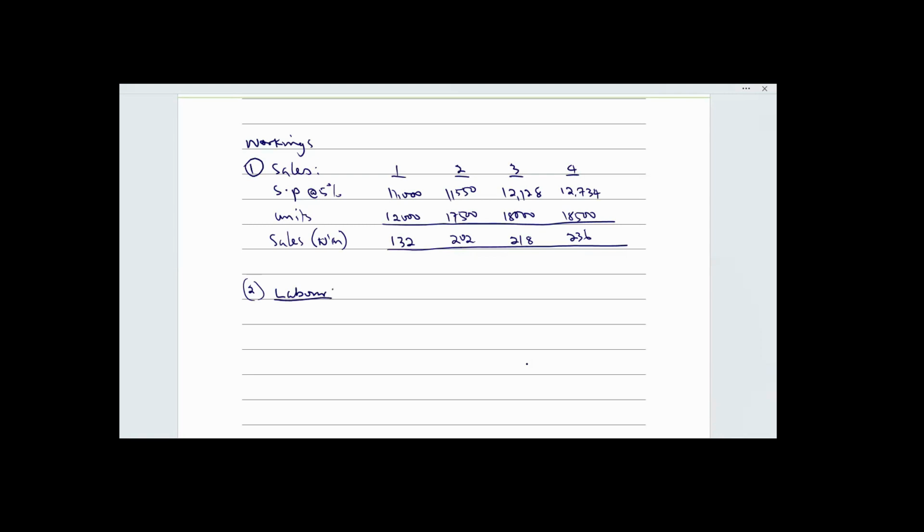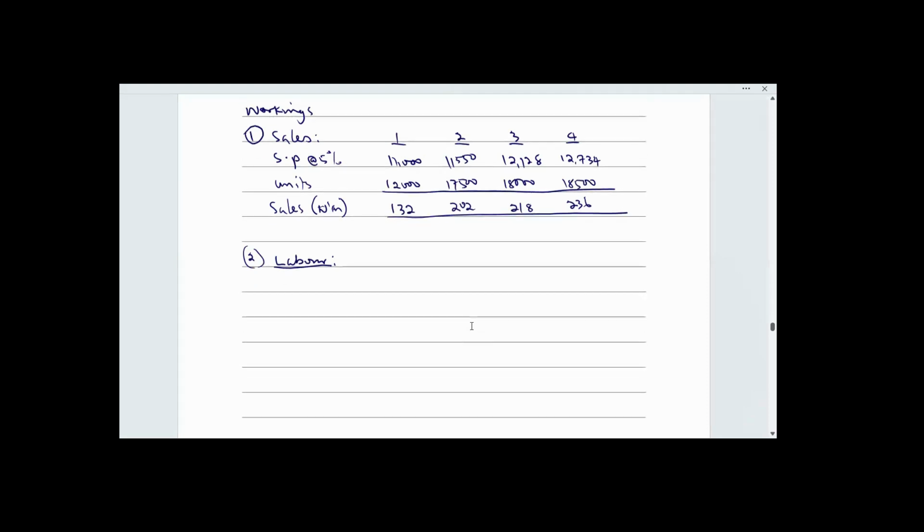In this case, to get my labor, the examiner did not give me the first year price, unlike sales, where we are given the first year price of 11,000 naira. For labor, the examiner did not give the labor cost per unit. Therefore, I need to work it out first. There are two categories of labor. I have skilled labor. Under skilled labor, the examiner told us we are going to need 3.5 hours, multiplied by the cost at 500 naira per hour. So multiplied by 500, what do you get?